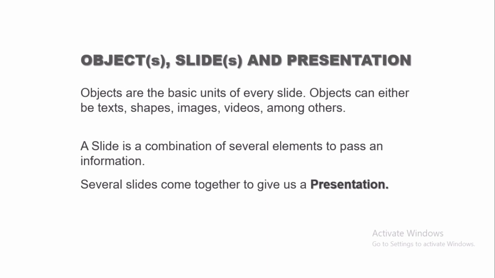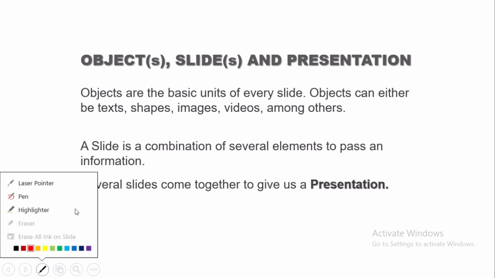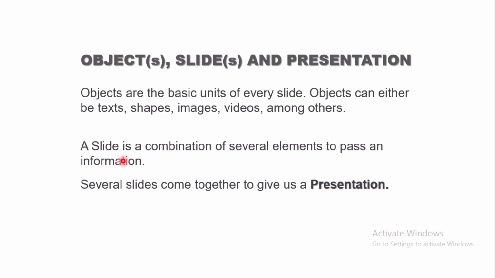So: objects, slide, and presentation. We say objects are the basic unit of every slide. Objects can be text, shapes, images, videos, among others. And so I say the slide is a combination of several elements to pass information. Don't forget why the use of a slide is simply to pass information.